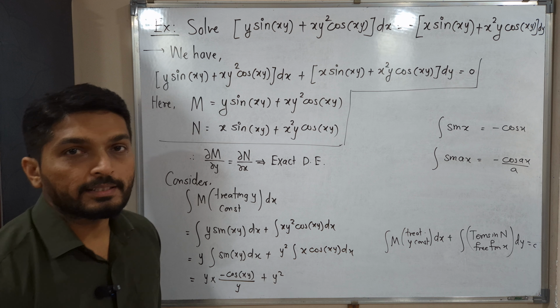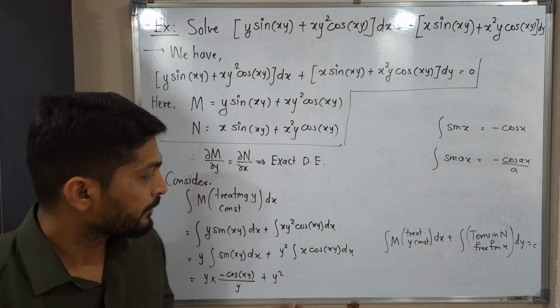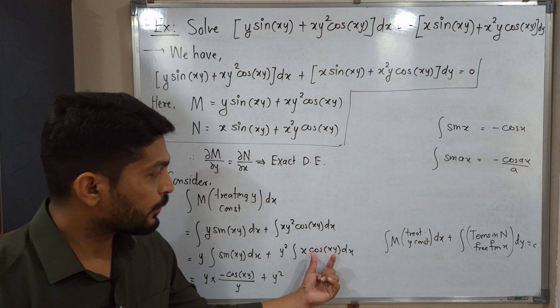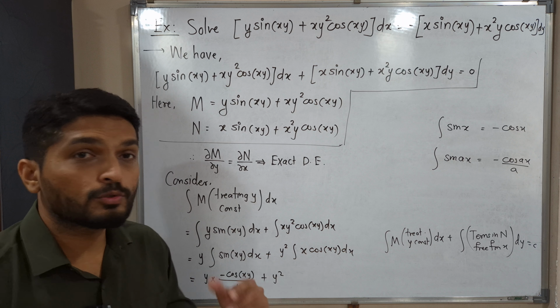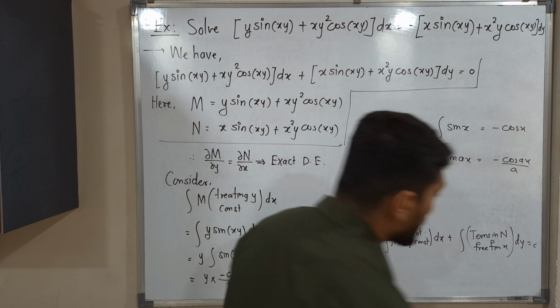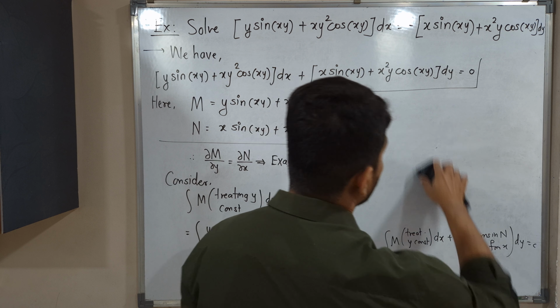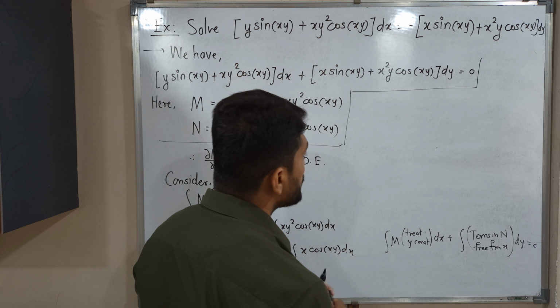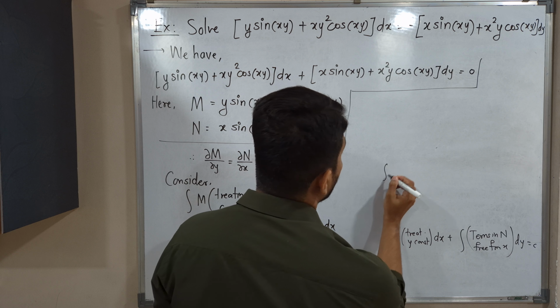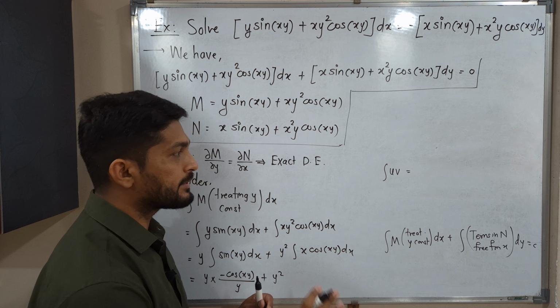Now we have to solve this integration, but it is not that simple. The reason is cos xy. x is also a variable, so it is a product of two functions. In case of integration of a product of two functions, what we do, let me show you. We use the integration by parts uv formula. What is the uv formula? It's quite simple.